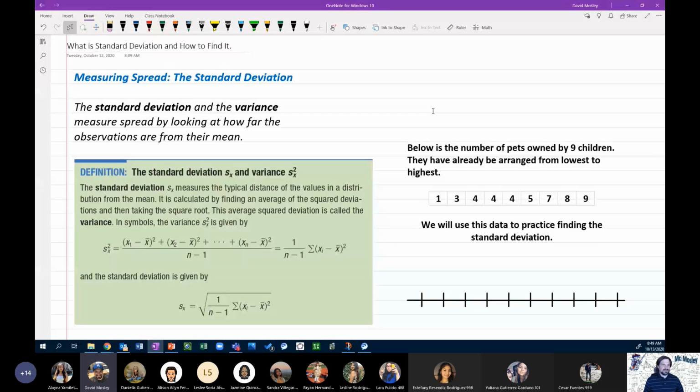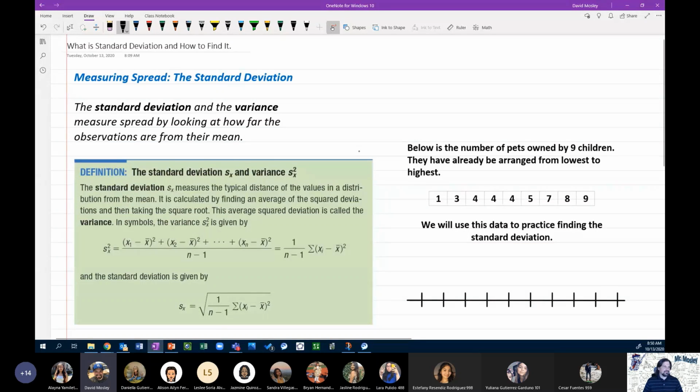We have our standard deviation. This is the same definition that I gave at the very end of the lesson last week. I know it was a week ago, so here it is again. Another way of measuring spread is using the standard deviation. Standard deviation and variance measure spread by looking at how far the observations are from their mean. So we have to find the mean, and then we measure how far away everything is from the mean. What's the distance from our average? How far off are things?